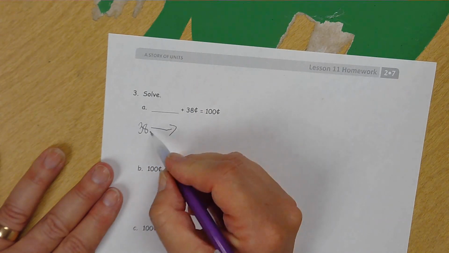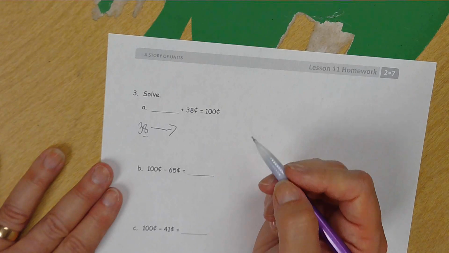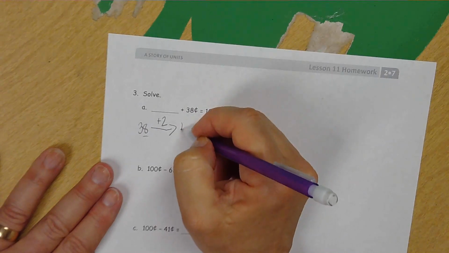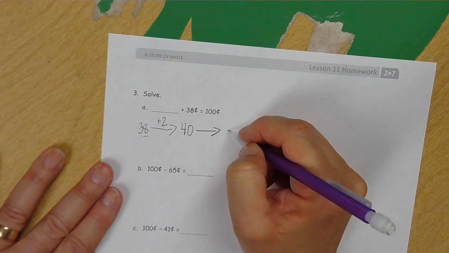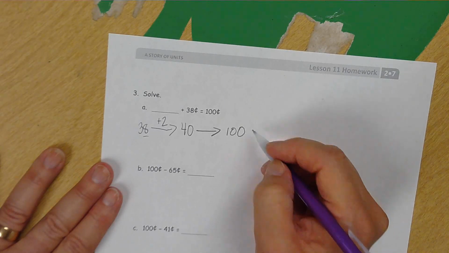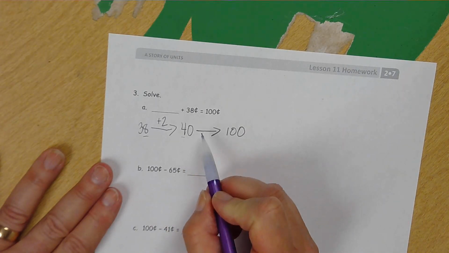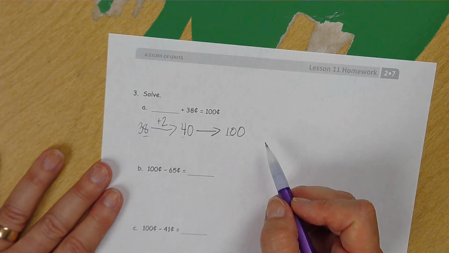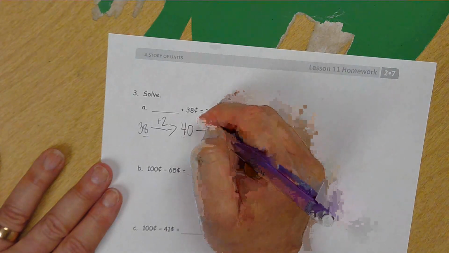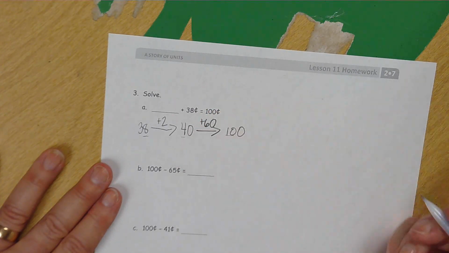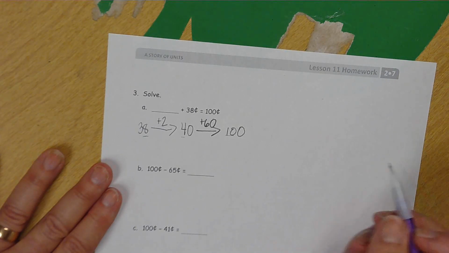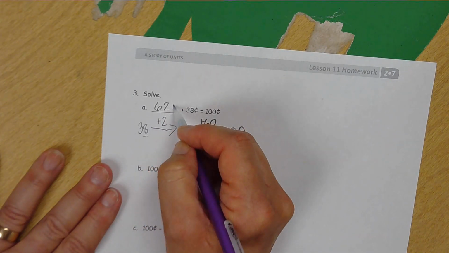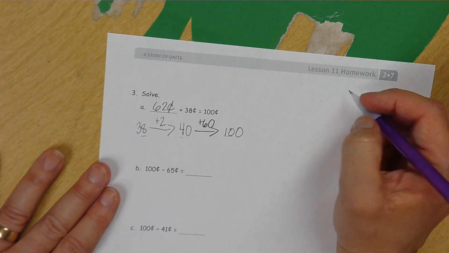So I'm going to start with 38 since that's the only part I have. I want to get to the next 10. I'm adding 2. 38 and 2 gets me to 40. I need to get from 40 to 100. 4 tens plus something equals 10 tens. 4 plus what is 10? 6. So 4 tens plus 6 tens, or 60, equals 100. We need to add these two together, and we have 62 cents plus 38 cents equals 100.